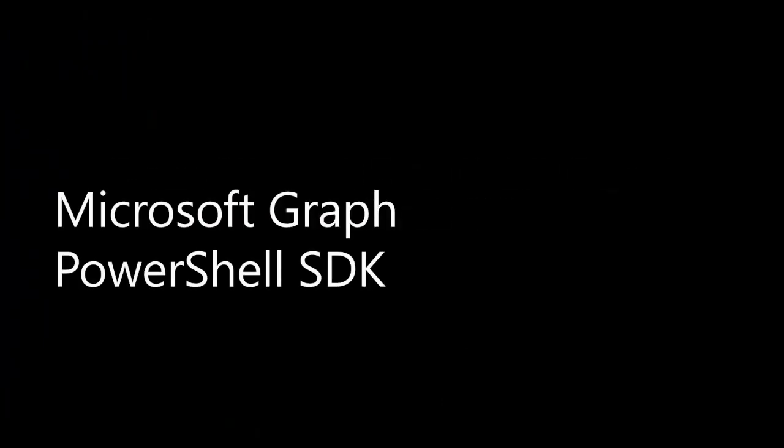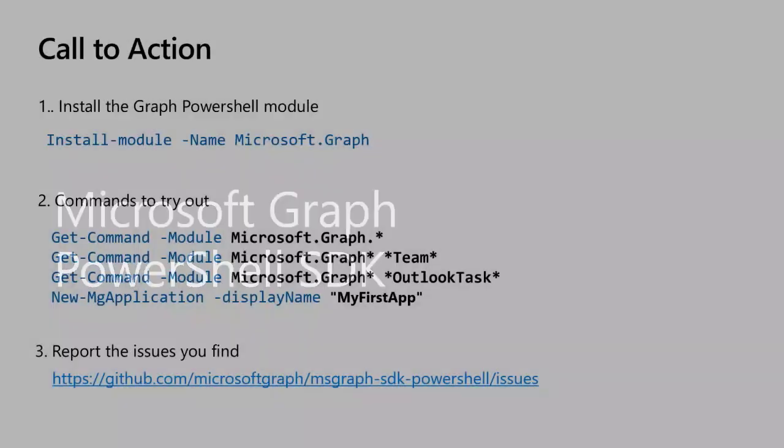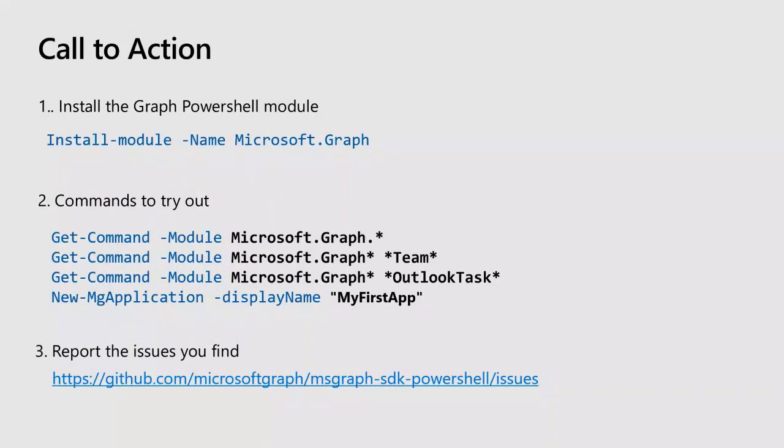Next, we will see the Microsoft Graph PowerShell SDK. To use the Microsoft Graph PowerShell SDK, we have to install this module. By using this PowerShell command, you can install or uninstall the module. And I would recommend trying out the below commands. For example, if you want to know the command list in Microsoft Graph, then you have to filter it based on Teams or Outlook Tasks.